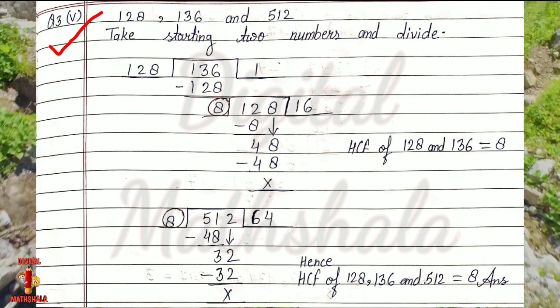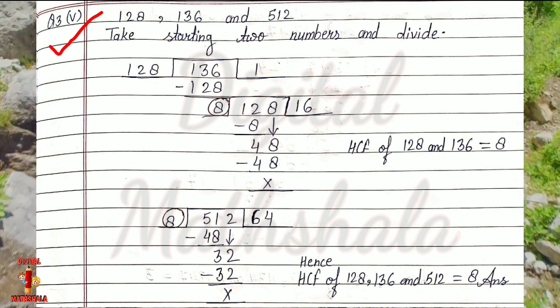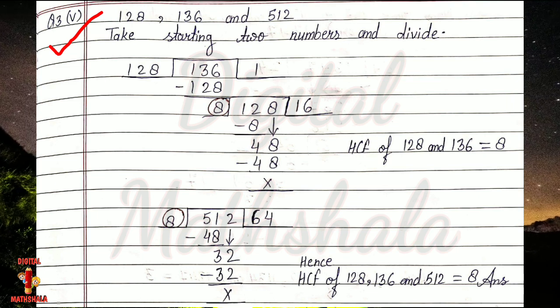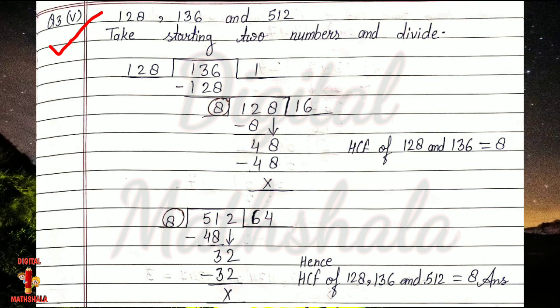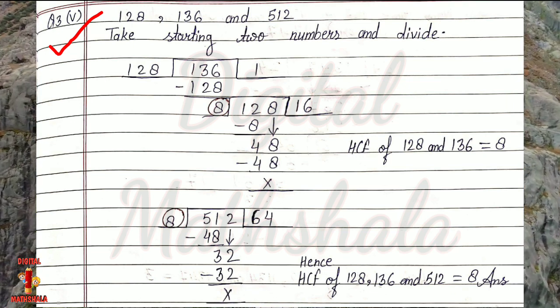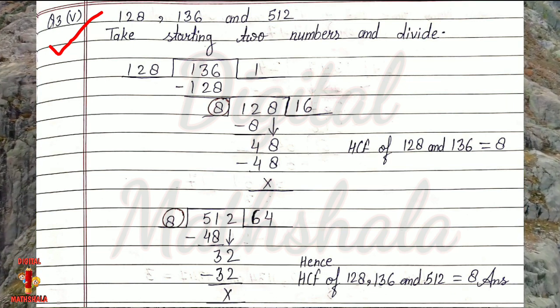So when we divide this, we will have 8 because we are having remainder 0. So the last divisor is 8. So we can say that 8 is the HCF of these three numbers 128, 136 and 512.